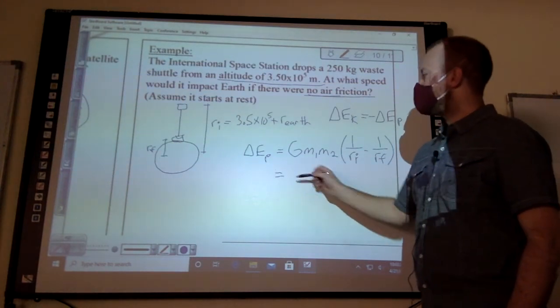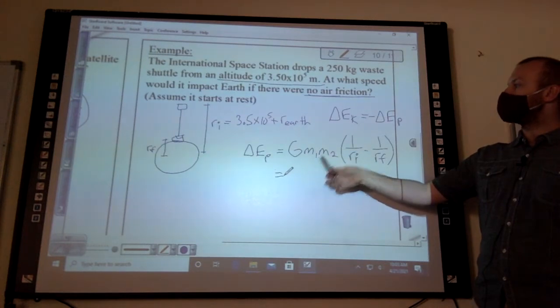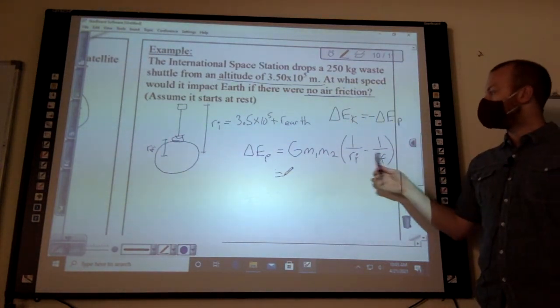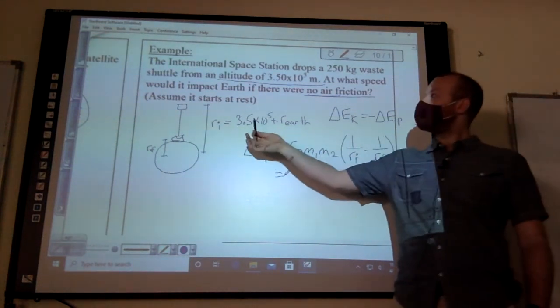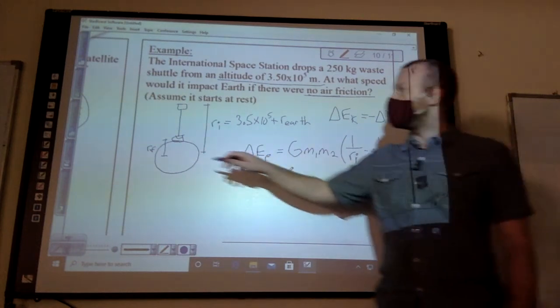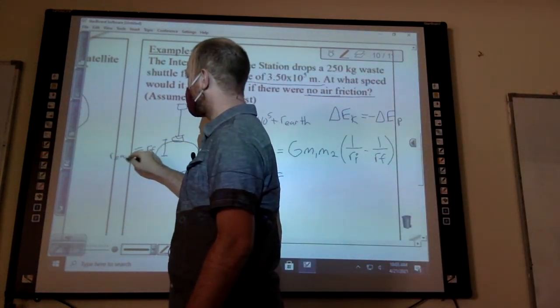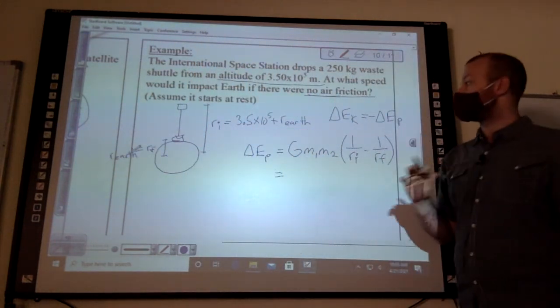We have this. I've got G. I have M1, the mass of the Earth. M2, I've got the shuttle. I have my two radii. So I've got Ri, which is this plus the radius of the Earth. I've got Rf, this one equals the radius of the Earth. So you can plug those numbers in.